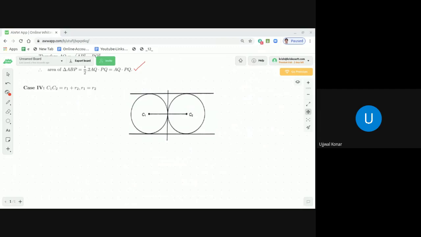Now let's come to the next case, that is case 5. What is that? In this case, the modulus of R1 minus R2 is less than C1C2, which is less than R1 plus R2, in which case R1 is not equal to R2. Let me show you this particular case, then it will be very clear to you. So what is the case we are going to discuss here, dear students? It is something like this.